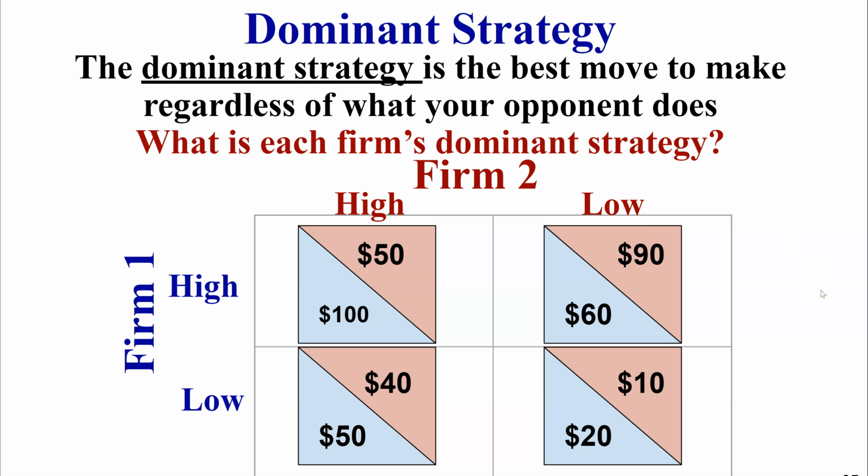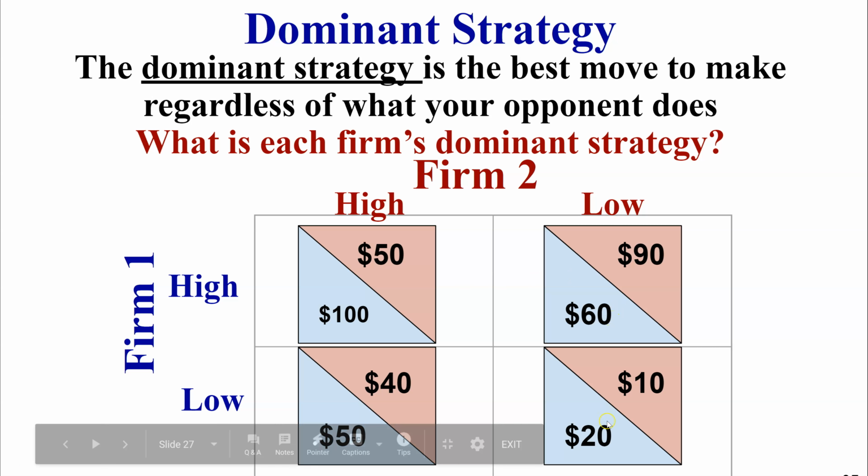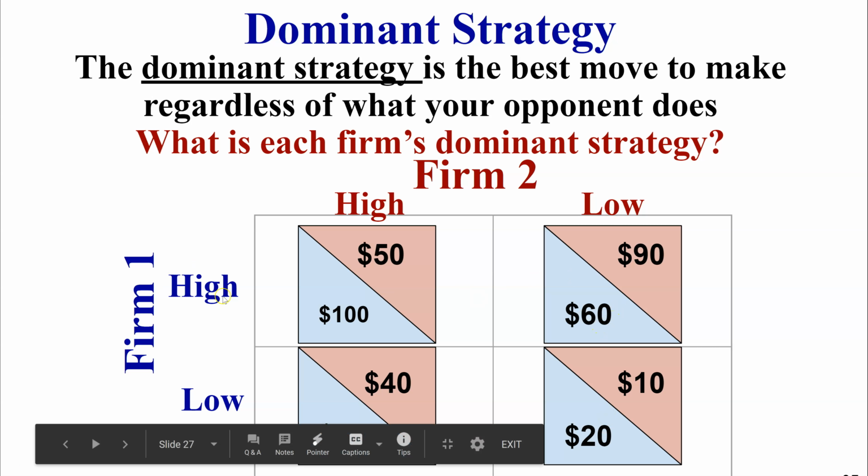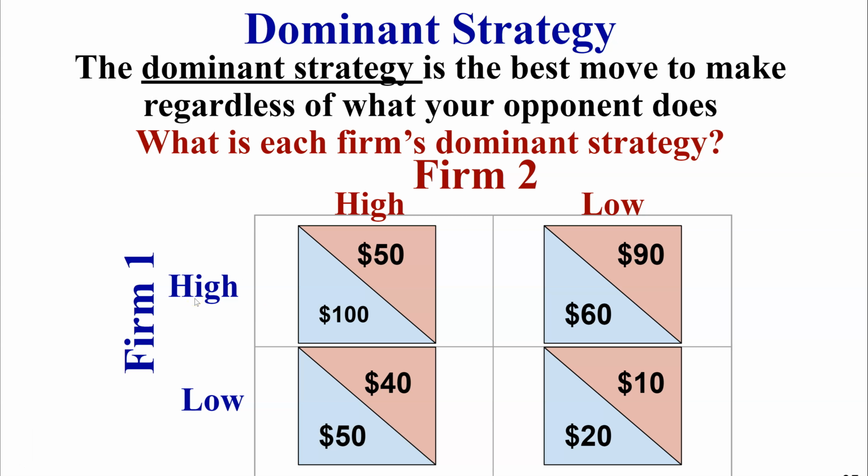But firm 1, in looking at what firm 2 does, if firm 2 goes high, is it better for firm 1 to go high and make $100 or low and make $50? I think we know it's $100. And they have a dominant strategy of also, when they go low, 60 versus 20, they have a dominant strategy of going high price. So firm 1 is always going to have a high price because they're going to make more money in both scenarios.